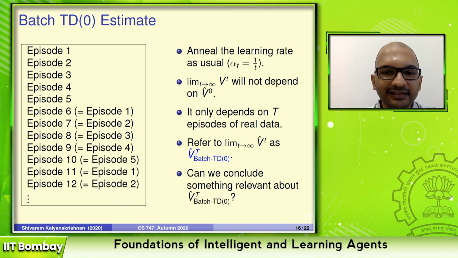Now the question is, can we say something meaningful about this estimate? We were able to say that the Monte Carlo estimates minimized squared errors correspondingly defined. Does batch TD0 also minimize something or do something interesting?